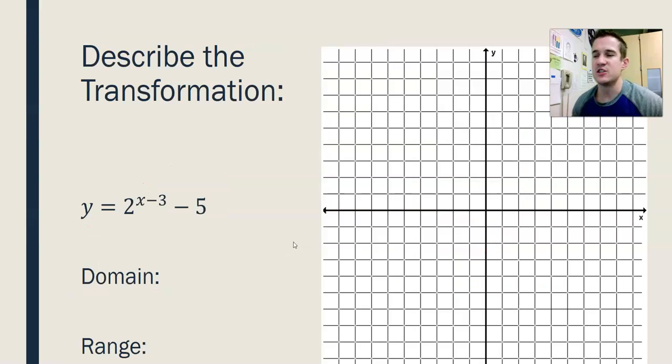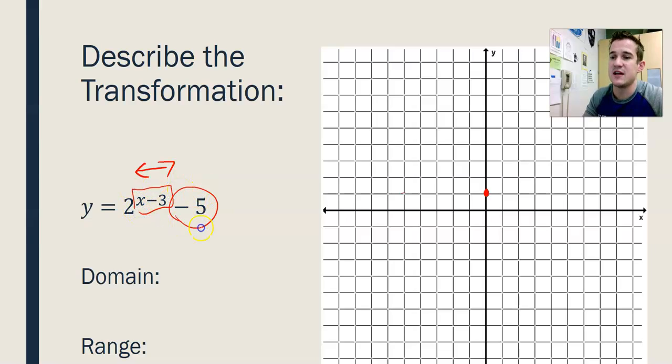Now, let's look at a transformed version of that parent function. So right here I have y equals 2 to the x minus 3 power, minus 5. First of all, the traditional parent exponential function would cross the y-axis here, so I know this point for sure of the parent function. Inside the exponent affects my left to right movement. Outside the exponent affects my up and down movement. So from this point, I'm going to move to the right 3, because remember I do the opposite of what's inside the exponent. So I move right 3.